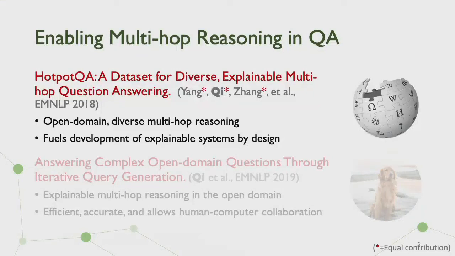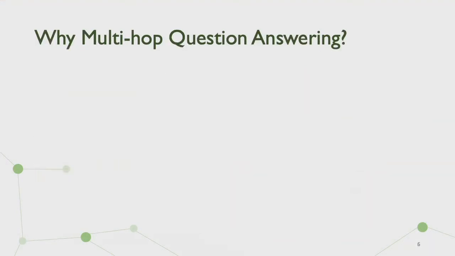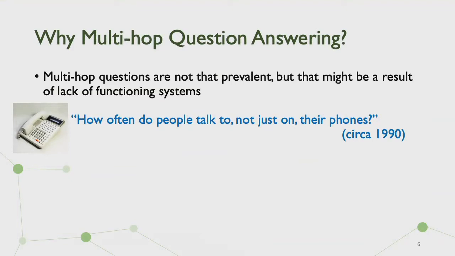So let's jump to the dataset first. Before I go further, I would like to address two of the questions I get asked quite a bit. Why do you want to work on multi-hop questions? I would like to approach this question from two angles. One of them is, a lot of people ask me, how many questions are actually multi-hop? Are these things actually natural, or do people actually come up with these questions? And my answer to that is, part of the reason that we're not seeing a lot of multi-hop questions being asked today might be a filtering effect.